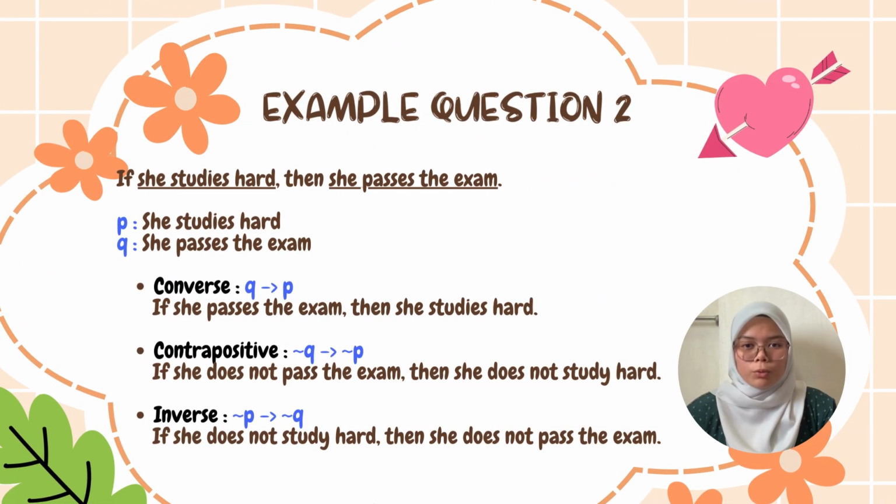Next, for example 2, if she studies hard, then she passes the exam. So P is she studies hard and Q is she passes the exam. For the converse, Q implies P: if she passes the exam, then she studies hard. For the contrapositive, not Q implies not P: so if she does not pass the exam, then she does not study hard. And for the inverse, not P implies not Q: if she does not study hard, then she does not pass.